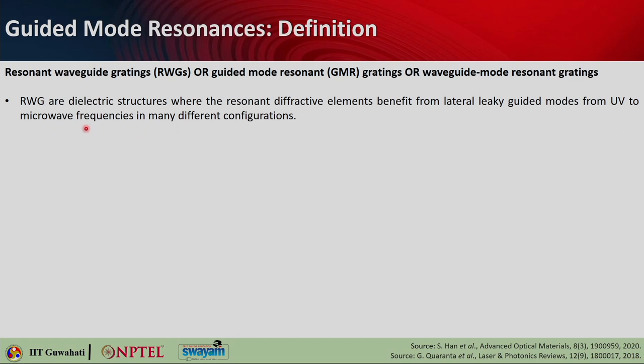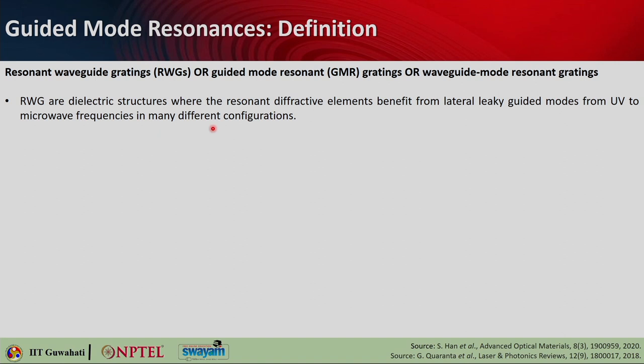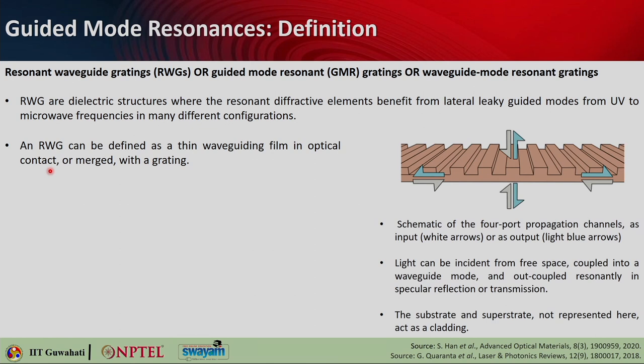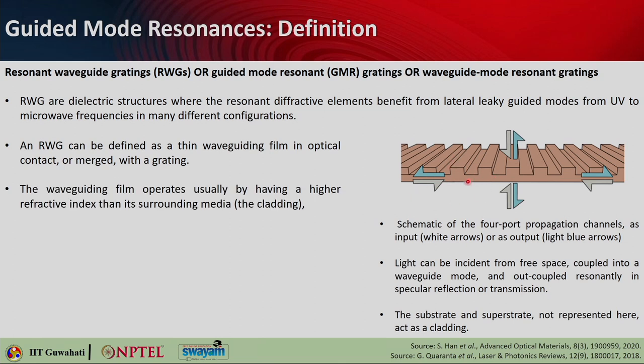Okay. So these RWGs are basically dielectric structures where the resonant diffractive element benefits from the leaky guided modes. They can be tuned from UV to microwave and other frequencies for different configurations. Mainly they are used in this particular range, and they can also be tuned to optical and infrared. A resonant waveguide grating can be defined as a thin waveguiding film in optical contact with, or merged with, a grating, as you can see here.